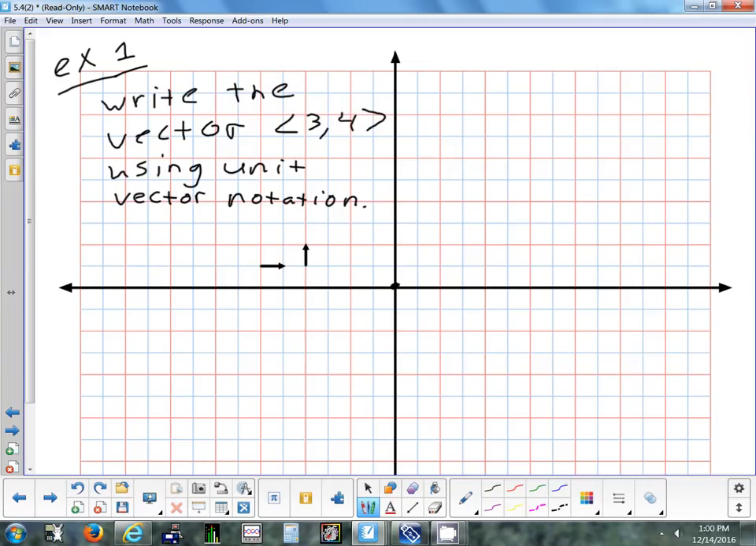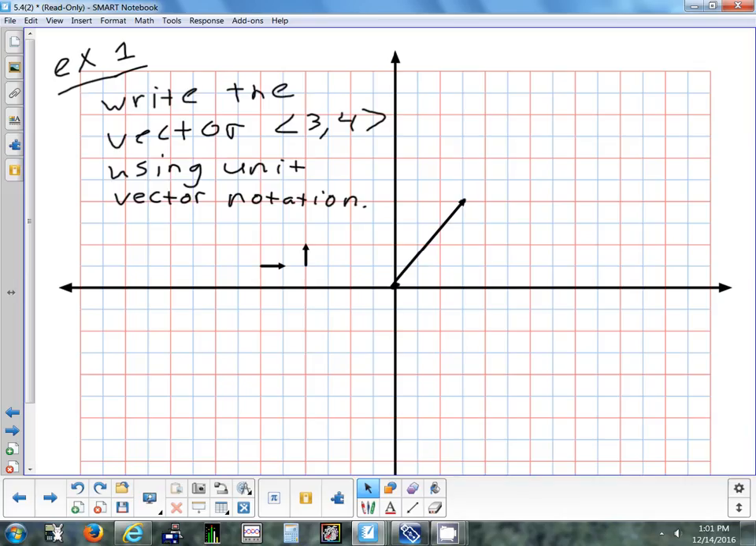Right. How many? 3. So I'm going to go 3 to the right. And to get from here to the terminal point, I'm going to go how many in what direction? Up 4. All right, so there's the vector 3, 4.